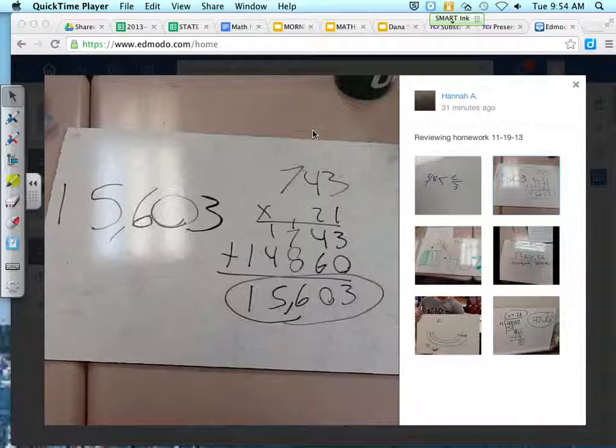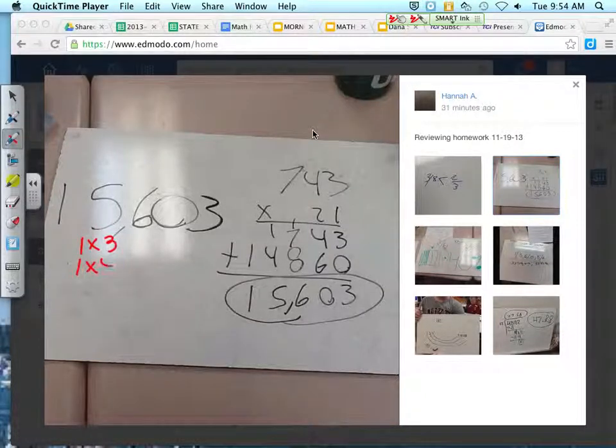It is important that if you're still struggling with multiplication that you're doing this over on the side. So we know that 1 times 3 is 3, 1 times 4 is 4, and 1 times 7 is 7, so you should have had 743, okay? Crossing off the 1 because we're finished with it, putting a placeholder down.